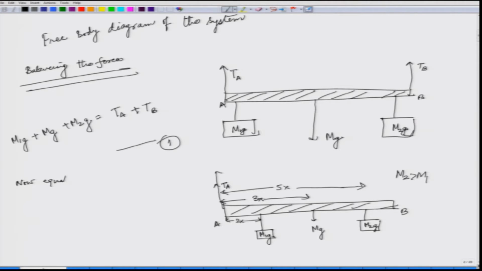So, now equating torque at point A. Now, we will just equate the torque about point A. We know that the system is not rotating.